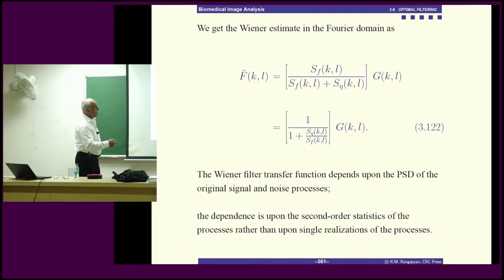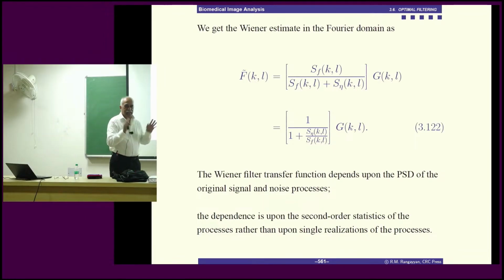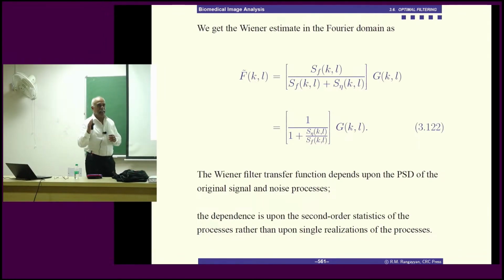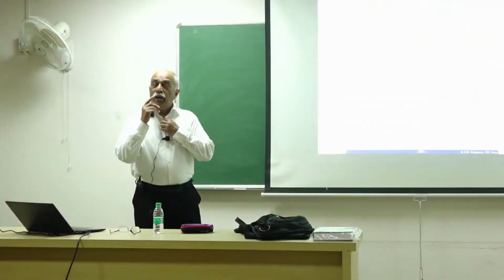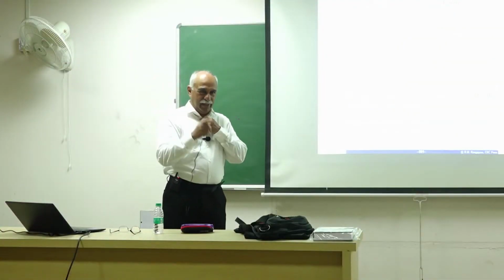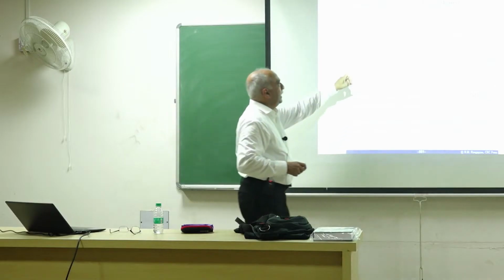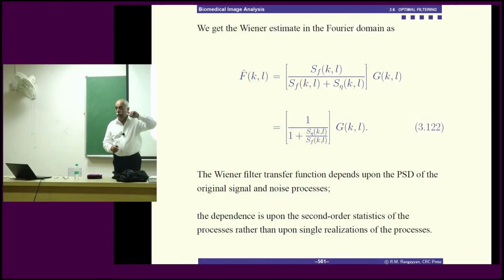When there is no noise, this is 0, and the output is equal to G_KL. Nothing is done. So if there is no noise, the filter just passes the signal on a component by component basis, that is, for every KL in the frequency domain.